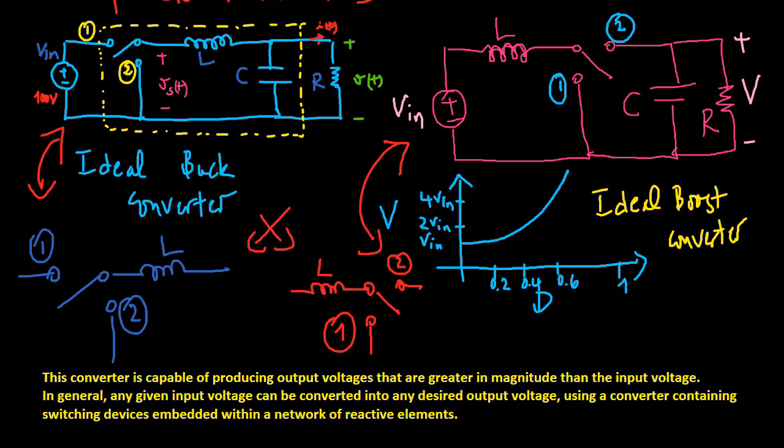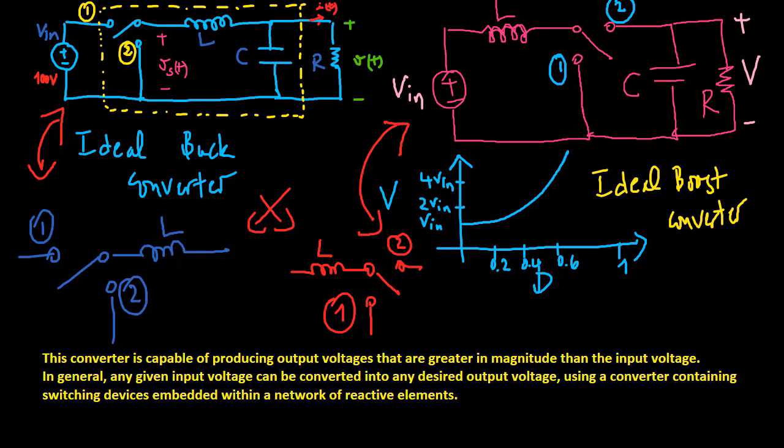In general, any given input voltage can be converted into any desired output voltage, using a converter containing switching devices, embedded within a network of reactive elements.